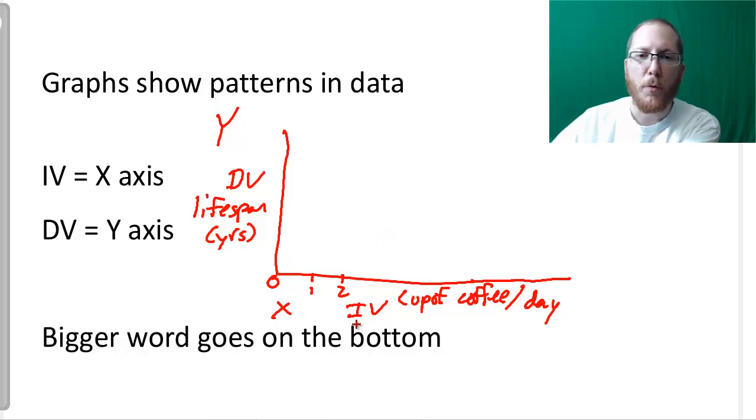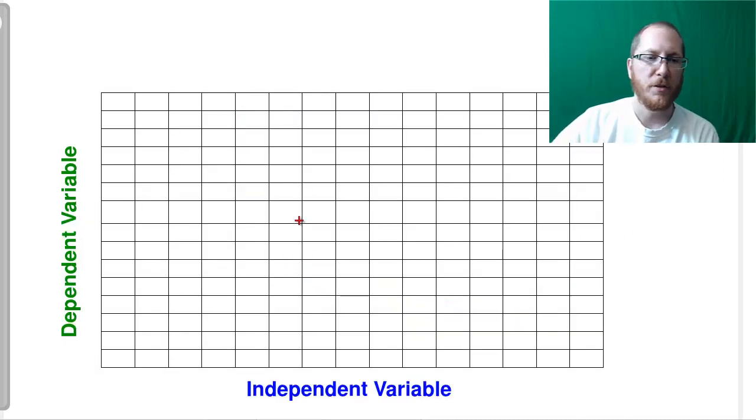The way I remember which one goes where is that independent is a bigger word than dependent, and so bigger things tend to sink in my mind, and so I make sure I put the bigger guy on the bottom. Independent goes on the bottom, dependent goes on the side. Okay, once we have this, just a quick rehash.